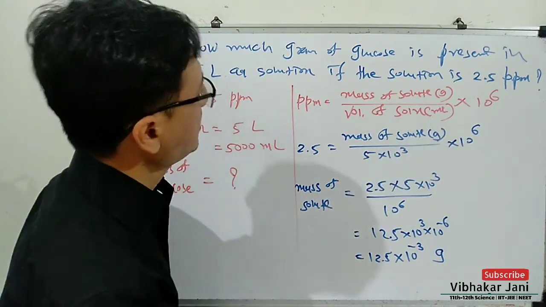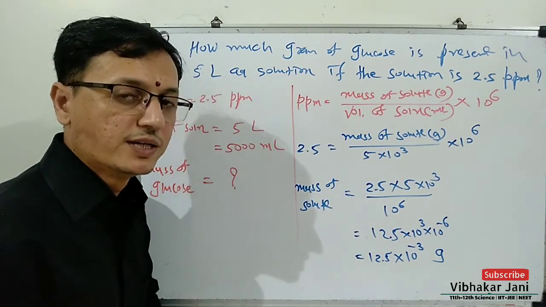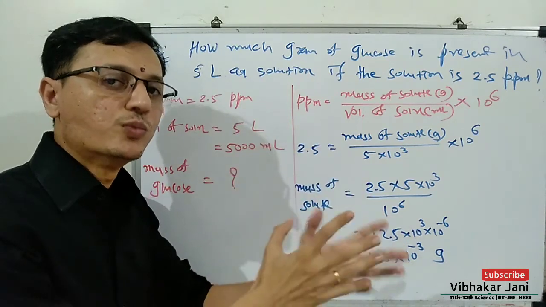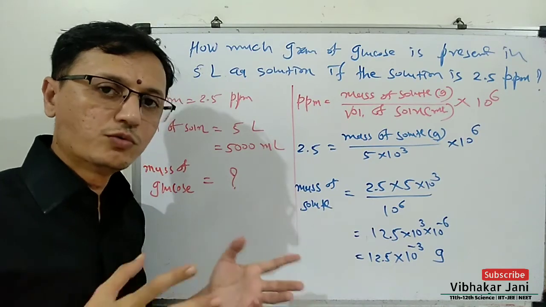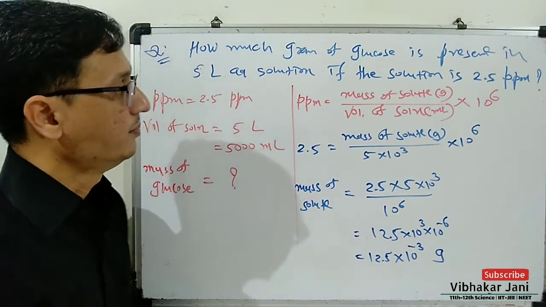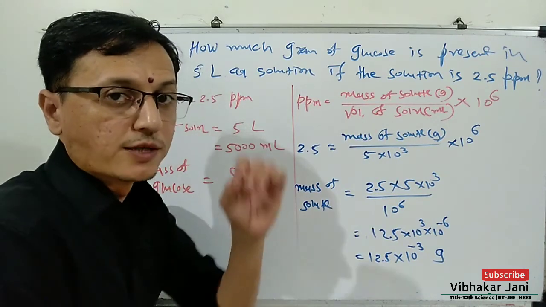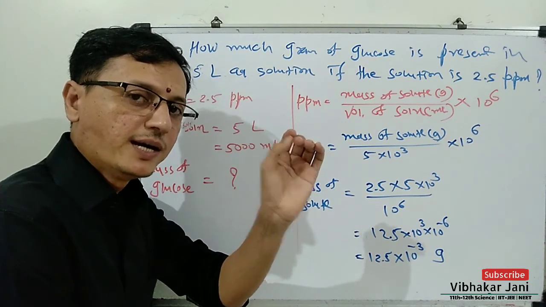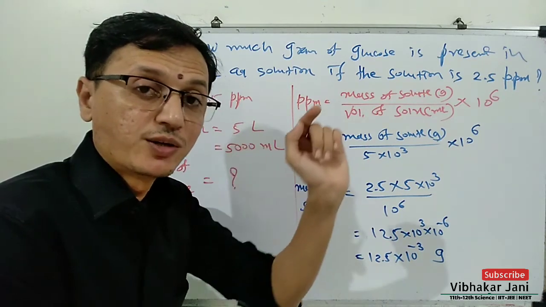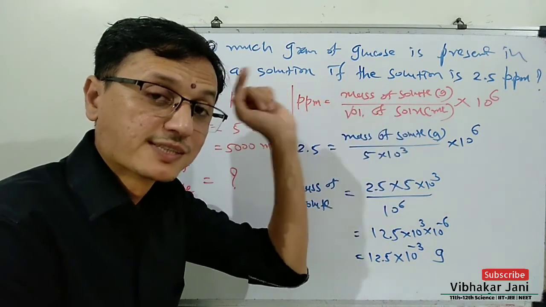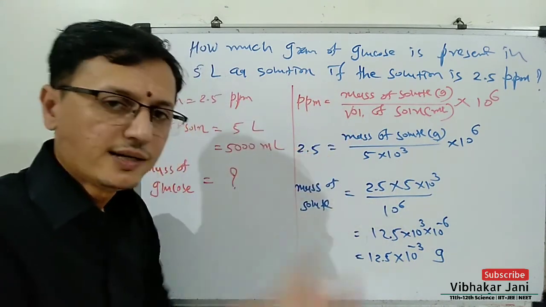So by using this formula, we can also find the mass of solute present in our solution if we have the value of ppm and volume of solution. So this is a very simple formula, very simple concept. All you have to do is remember this formula of ppm. ppm is equal to mass of solute in gram divided by volume of solution in milliliter, and don't forget to multiply it with 10 to the power 6. It is not negative 6, it is positive 6. તો આને યાદ રાખી લઈએ એટલે આપણું કામ થઈ જાય.